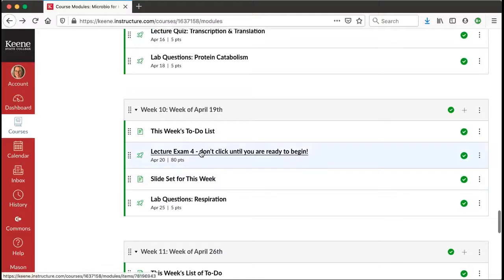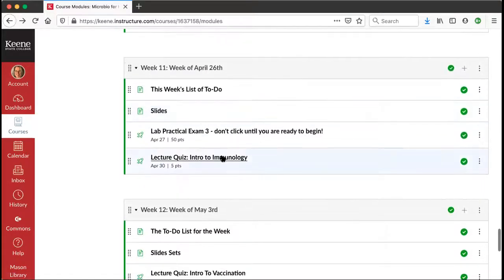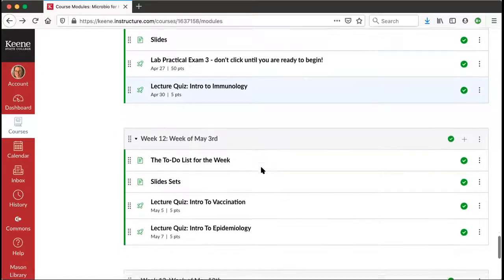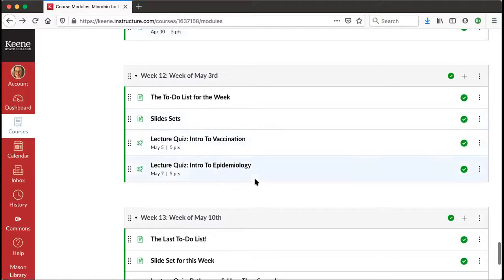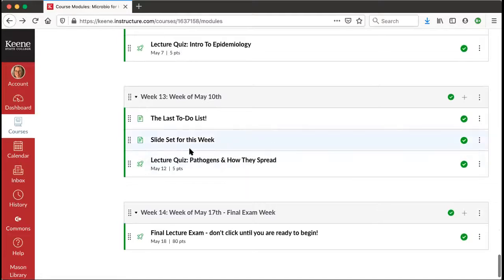And since we're taking a lecture exam today, what that means is we're moving into the last set of topics in the course. We're sort of leaving behind the specifics of microbes, and instead we're looking at things like the immune system and how it responds to infection. That'll be next week. And then vaccination and some of the principles of epidemiology. And then finally, some about how pathogens create disease and how they're transmitted from person to person.